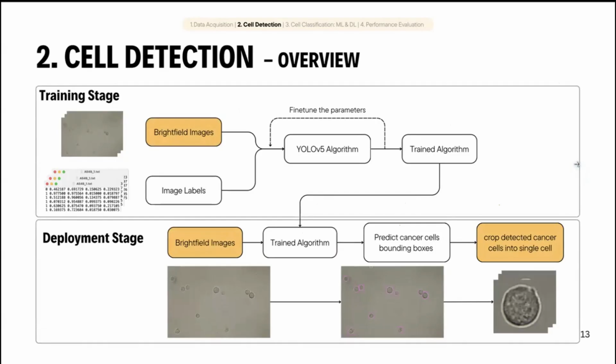For the cell detection stage, this slide shows an overview of the cell detection part of the framework, both training stage and deployment stage. So we trained YOLO v5 model on labeled bright field images. After fine-tuning the model, we deployed the trained model to predict bounding boxes of the unseen cancer cell images. Following that, we cropped the detected cells into single cell.